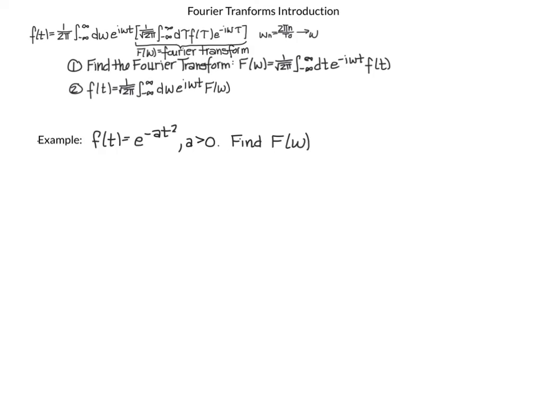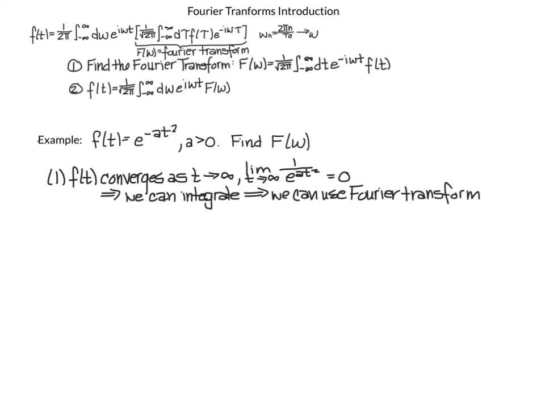I have a second example for you. That's f of t equals e to the minus a t squared, where a is greater than 0. And since your book doesn't seem to do the second step, we're just going to do the first step and find the Fourier transform of this function.